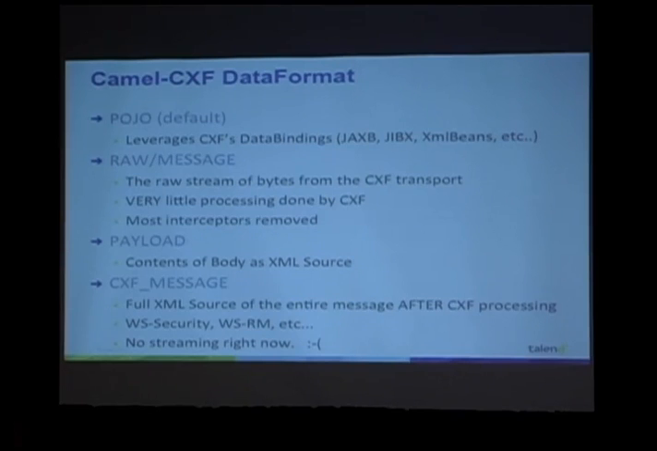So CXF will have processed all the SOAPy stuff, so it's just the body coming in. If for some reason while processing the SOAP stuff it has to break that streaming, it will. Obviously, like WS-Security, we have to read the whole thing in so we can do the signatures and stuff. So again, that's all hidden under the covers by CXF. By the time it gets to the route, you just have XML as the body.